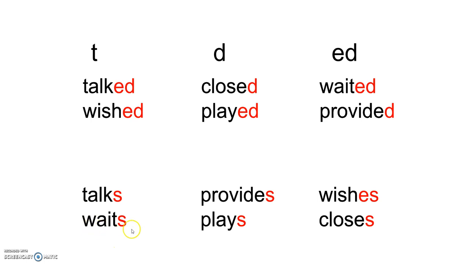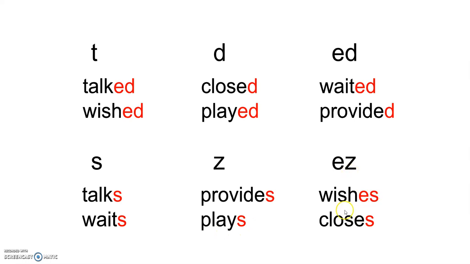Then, waits, provides, plays, wishes, closes. So the rule is the same. If there is no sound for this letter, K or T, the next letter is also no sound. It's S. You have no voice for S, K, T. They're all museon, right? Provide D has a sound. Z also has a sound. Play has a sound. Z has a sound. Okay, so provides, plays.